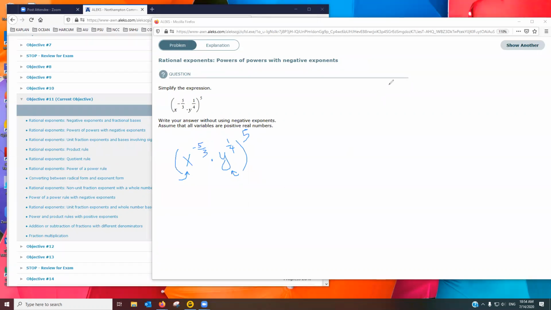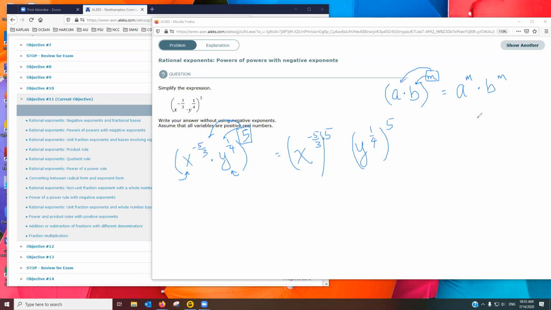But I can use a rule that says if you have A times B to an exponent, you're allowed to take this exponent and let it apply separately to each quantity inside. So I could write this as A to the M times B to the M. So I'm going to do that for our example. I'm going to take this exponent 5 that's out in front and let it multiply each one of the quantities inside. So this is going to be X to the negative 5 over 3 raised to the 5. I'll write it like this, raised to the 5. And then it's going to be Y to the 1/4 raised to the 5.